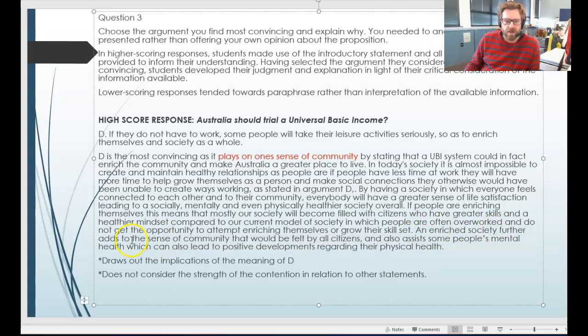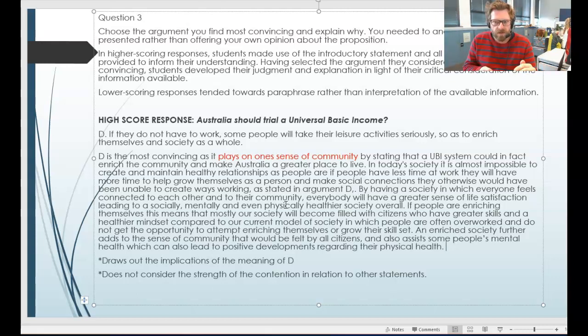An enriched society further adds to the sense of community that would be felt by all citizens, and also assists some people's mental health, which can also lead to positive developments regarding their physical health. So there's a bit of a statement and a clear articulation of why D is the best proposition above. Okay, so you can see how this person has unpacked or drawn out the implications of what was in D and tried to structure it into an argument, and you can see clearly how it moves forwards.